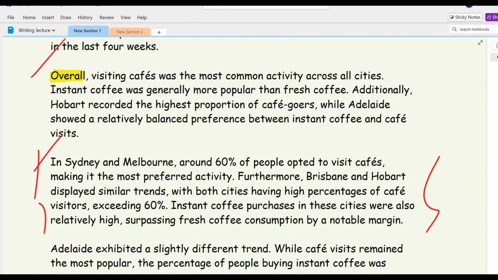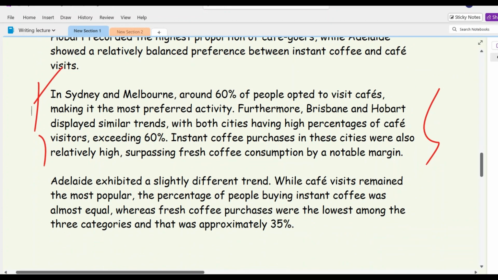So here it goes. In Sydney and Melbourne, around 60% of people opted to visit cafes, making it the most preferred activity. Furthermore, Brisbane and Hobart displayed similar trends, with both cities having a high percentage of cafe visitors, exceeding 60%. Instant coffee purchases in these cities were also relatively high, surpassing fresh coffee consumption by a notable margin.